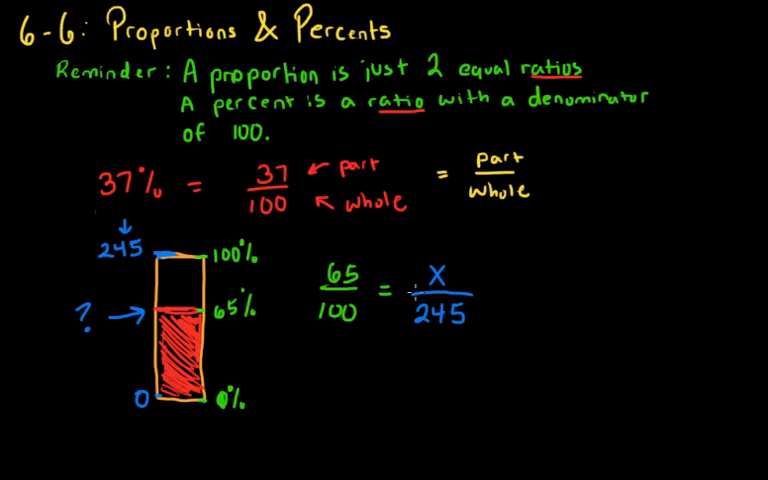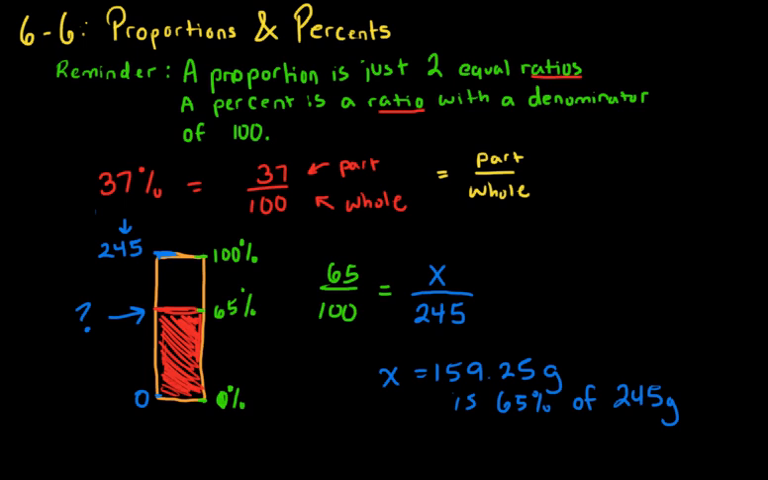Okay, so we would do our cross products and solve, and for the purposes of making a fairly short video, I'll just go ahead and tell you that it's going to be 159.25 gallons. So you filled it up with 159.25 gallons of Kool-Aid. So 159.25 gallons is 65% of that total amount of gallons, 245 gallons, is one way you can say it.